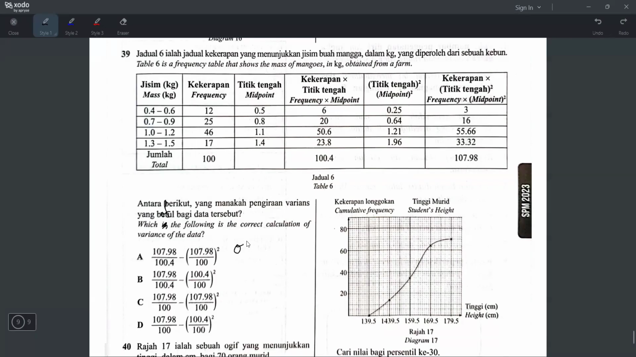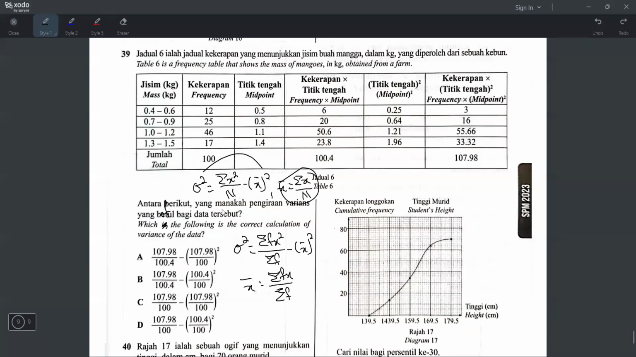So the formula for variance, kalau ada frequency, is sum of fx square over the sum of f, minus mean square. And the mean formula is sum of fx divided by the sum of f. Kalau ada frequency lah. Okay, kalau tak ada frequency, your variance formula is like this: sum of x square divided by n, minus mean square. And your mean will be total x over n.